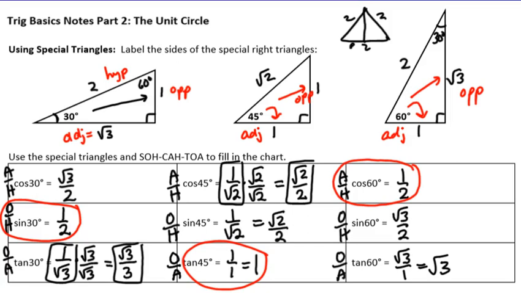I also want you to notice that sine of 30 and cosine of 60 have the same trig value, and cosine of 30 and sine of 60 have the same trig value. And cosine of 45 and sine of 45 have the same trig value. If the angles are complementary, cosine and sine have the same trig values. So cosine of 30 and sine of 60, same trig value. If I did cosine of 10 and sine of 80, they would have the same trig value. That's what's known as cofunctions, and we'll talk more about that later.